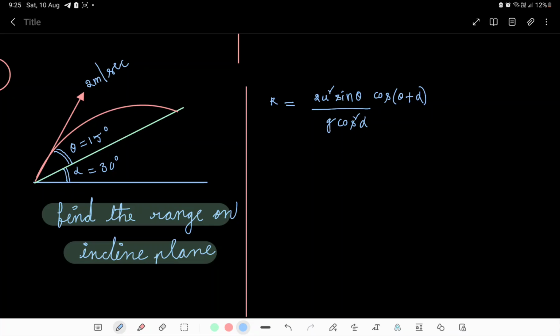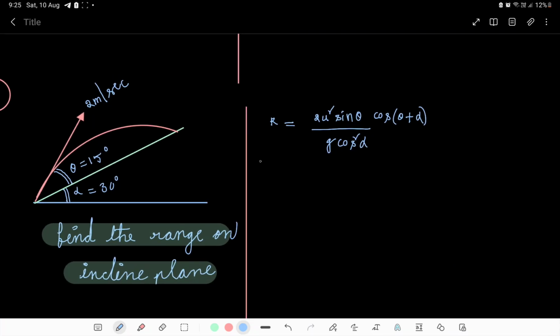Now the logic here is sin theta is sin 15 and cos(theta plus alpha). This cos(theta plus alpha) is nothing but cos 45, you can clearly say that. And now we have to convert that sin theta; that is the only thing. So we have R equal to 2 into 2, which will be 4, into sin 15 degrees, cos 45, by g, which is 10, into cos square alpha. Alpha is 30, and cos 30 is root 3 by 2, so cos square 30 is 3 by 4, right?